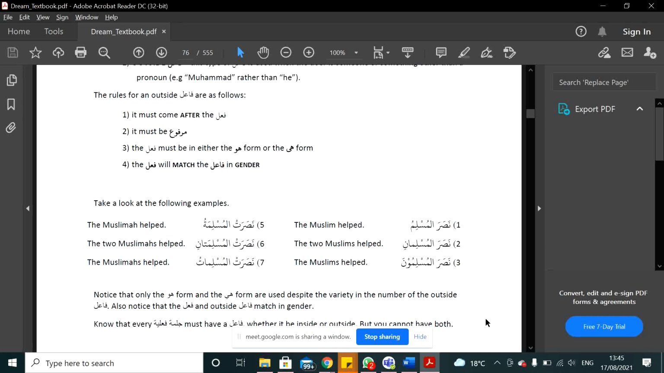But here the number is not matching because Nasara is for huwa and Muslimani is dual, no? Yes, the number is not changing. The verb will remain in huwa and hiya form, but our doer, our fa'il, can be huwa, huma, hum, right? Hiya, huma, hunna, right? It can be first, second, third person.